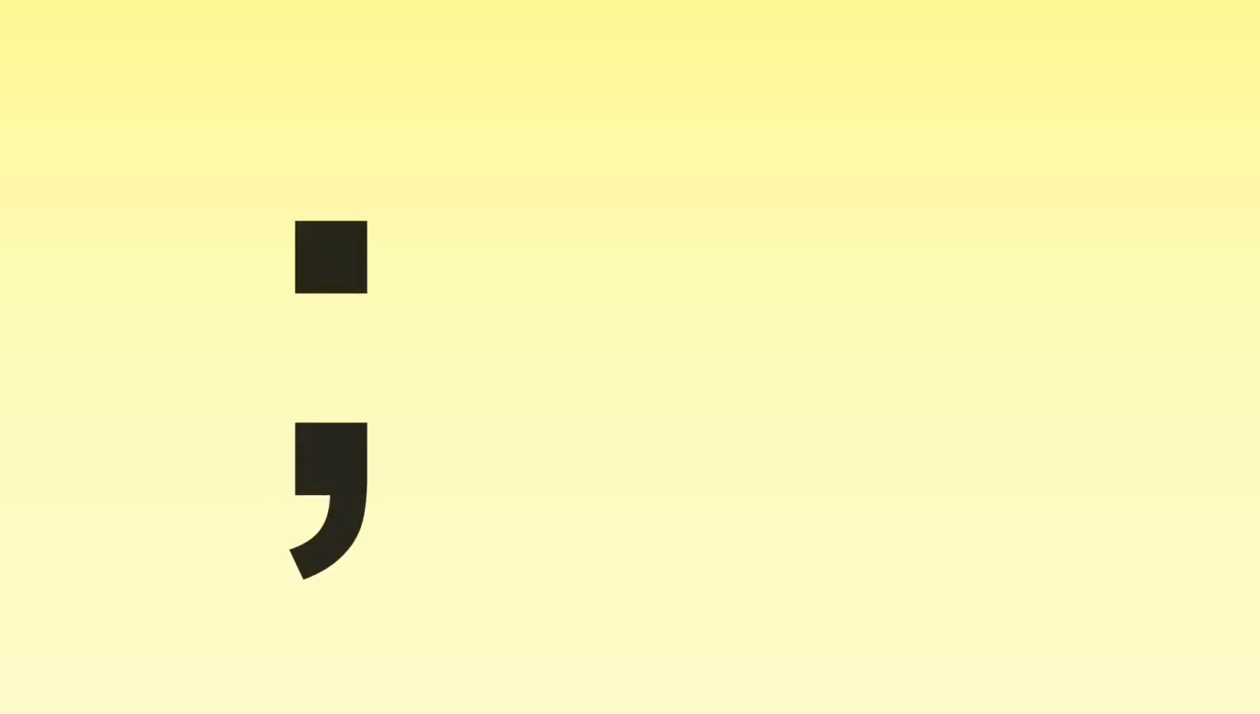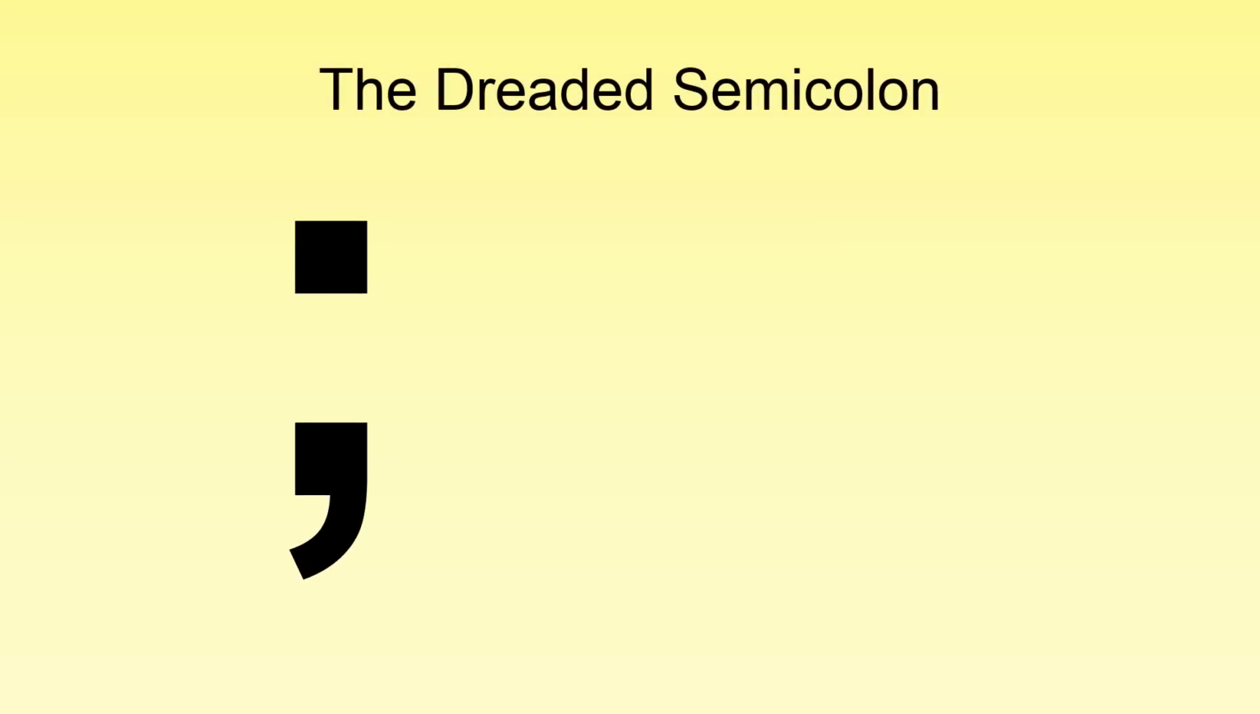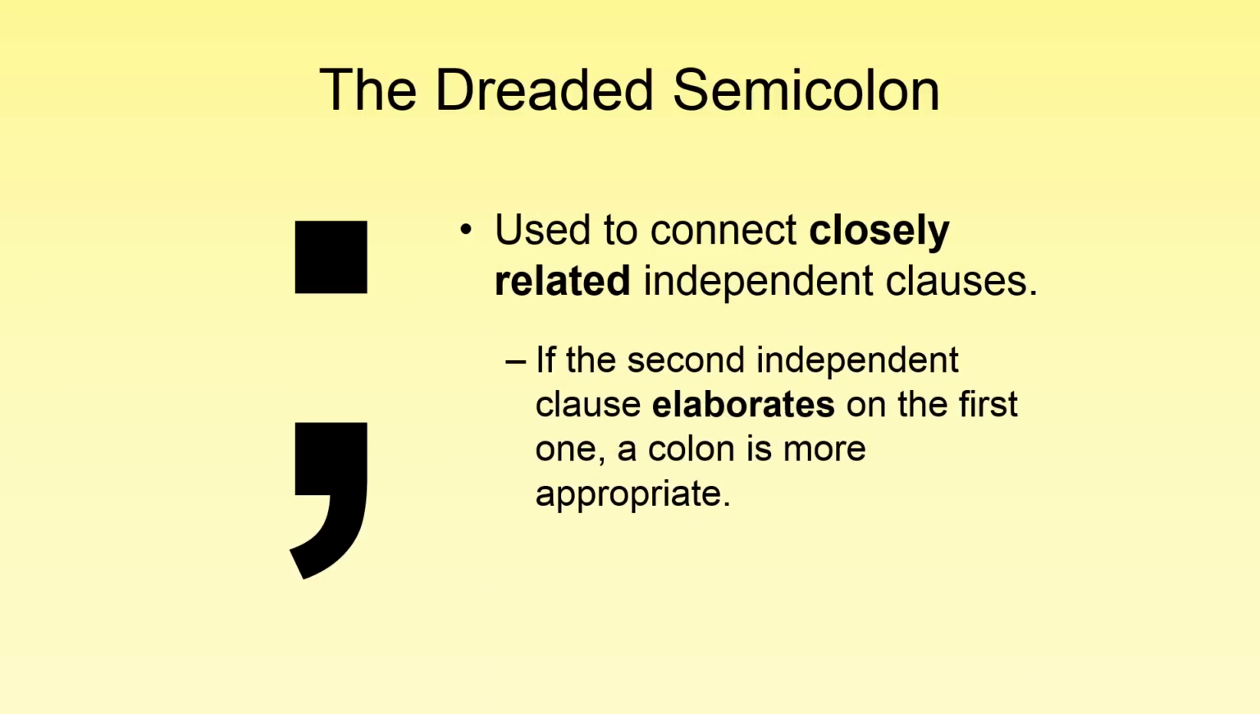It's now time to look at the dreaded semicolon. Teachers across the planet have given this punctuation mark a bad name. It's really not as difficult as it may seem, and it can be used, and it is widely used. Semicolons are used to connect closely related independent clauses. One thing I'd like you to do when you're thinking about using a semicolon is to compare it against the colon. If the second independent clause elaborates on the first one, a colon is more appropriate.